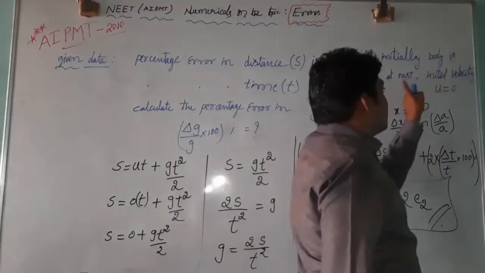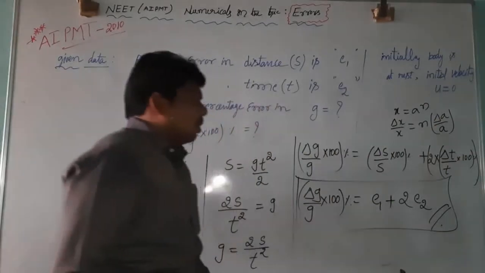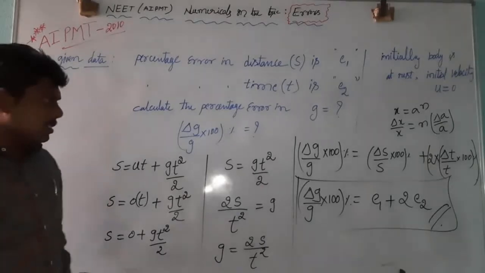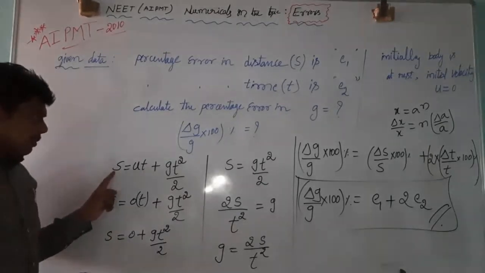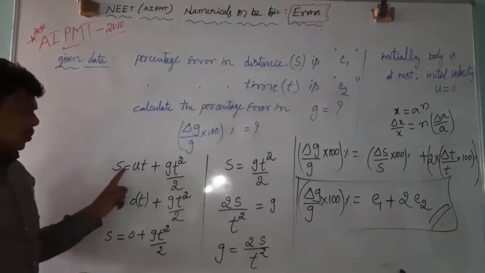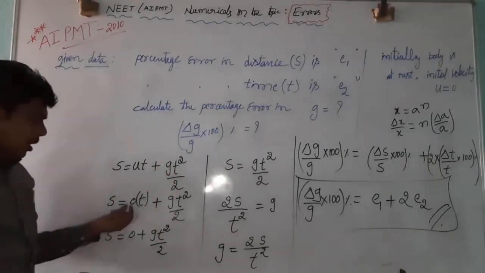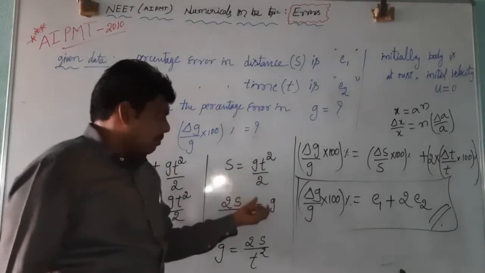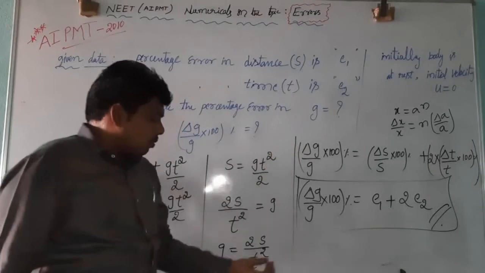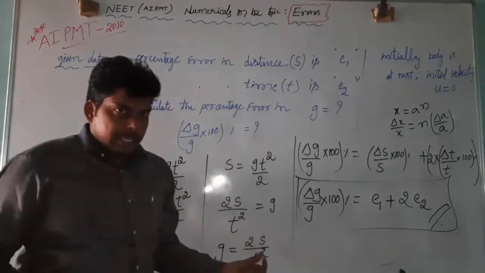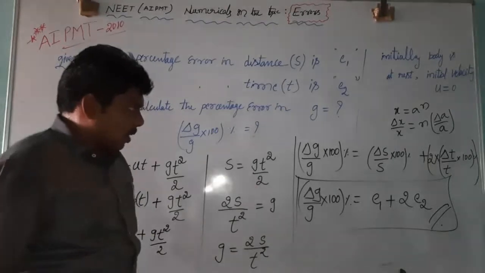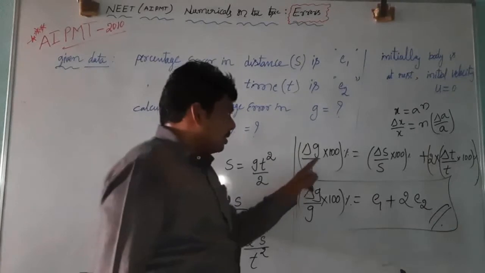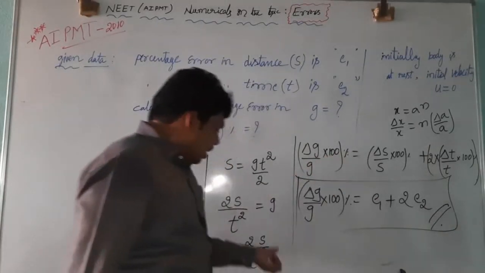Initially the body is at rest, so the initial velocity is equal to 0. And the body is falling from a certain height. The student is going to calculate the distance traversed by the body. To calculate the distance traversed by the body, what is the formula? S is equal to ut plus gt square by 2. Here u is equal to 0, so this term will be 0, and we get S is equal to gt square by 2. We need the percentage error in g, so we have to express this equation in terms of g. G is equal to 2s divided by t square. Now what you have to calculate is the percentage error in g, which is given by delta g by g into 100%. And here a ratio of 2 quantities is there.